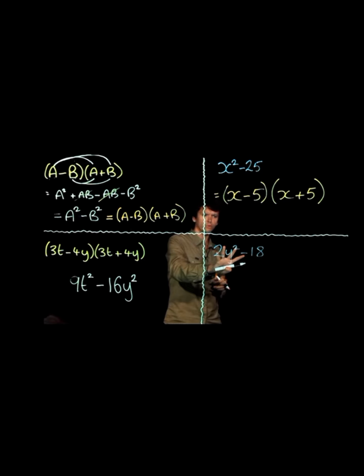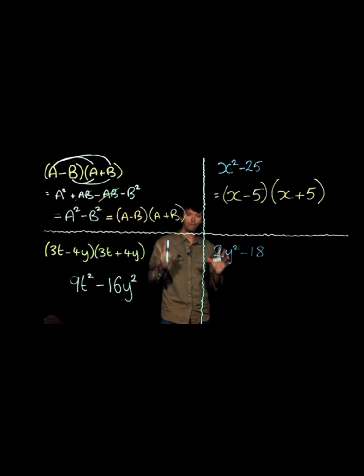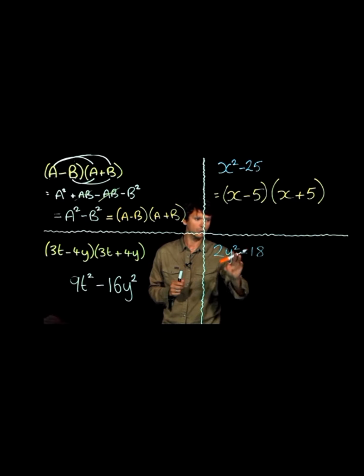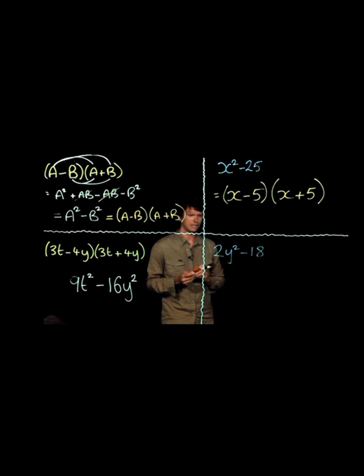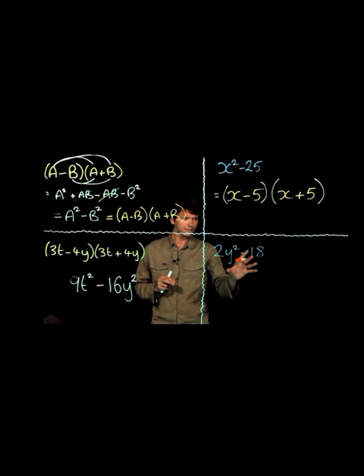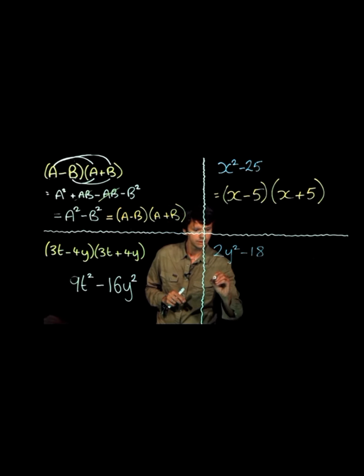I've got a final example down here. Can we use the difference of two squares here? Do we have two square numbers and we're subtracting one from the other? We don't. We have 2y squared minus 18. Neither of those look like nice, neat square numbers to me. But notice we do have a common factor. We've got a common factor of 2. So let's take that common factor out first.